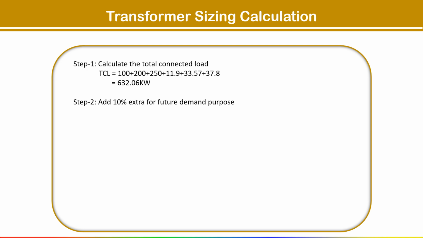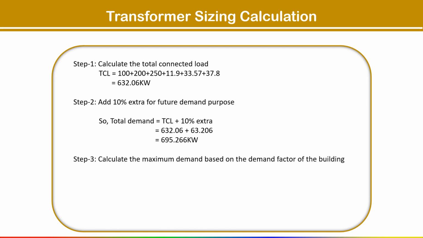Now the next one, we have to add 10% extra for future demand purpose. So add it. Here you will get the total demand equal to total connected load plus 10% of that total connected load. So how much do we get now? 695.266 kilowatt. This is our total demand. Now the next step, we have to calculate the maximum demand based on the demand factor of the building.